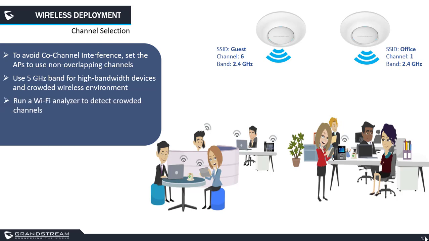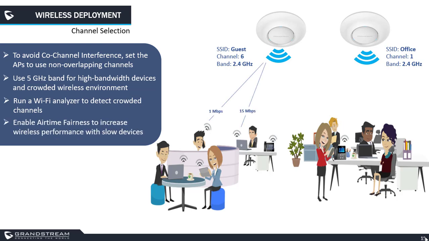It is always a good practice to run a Wi-Fi analyzer to detect crowded channels, especially when you are surrounded by neighboring access points or wireless routers. You can use GW1 Cloud to help you detect the adjacent access points, or you can use a third-party application, one that I'm going to show you at the end of this presentation, to show you how you can use the application to detect the adjacent access points and to figure out which channels they are using.